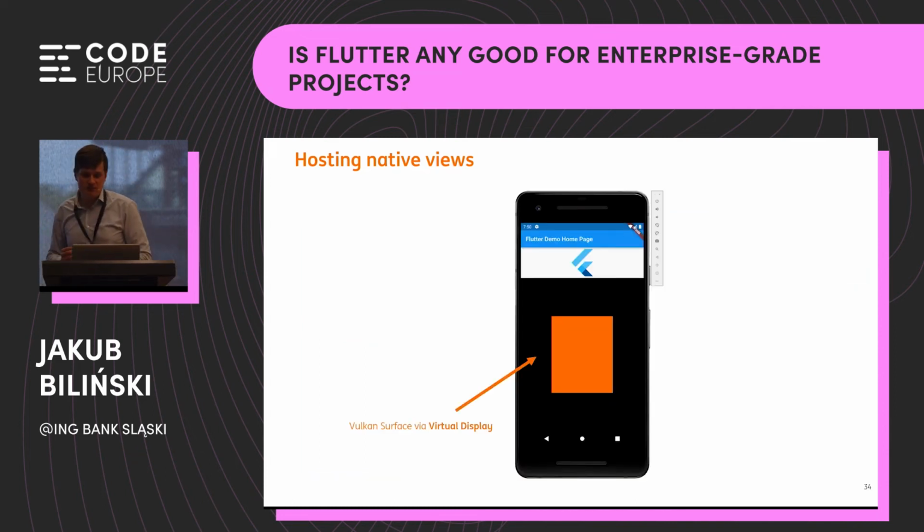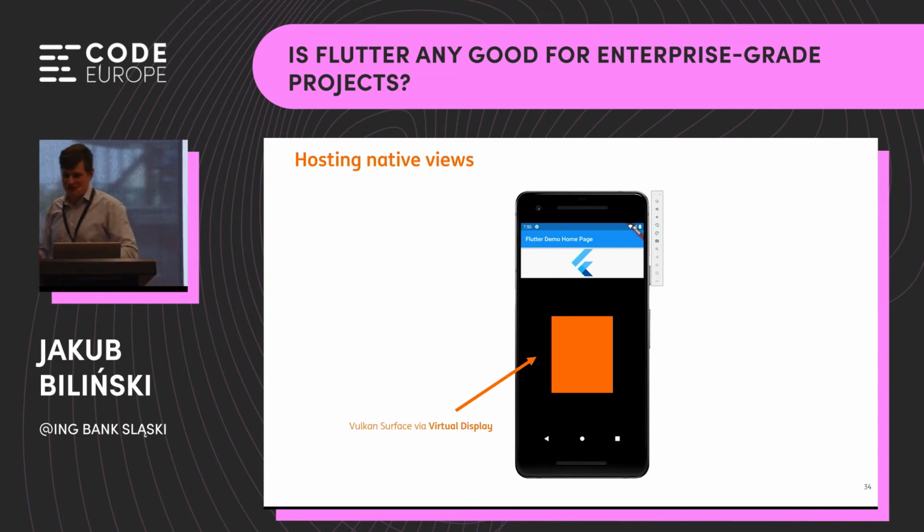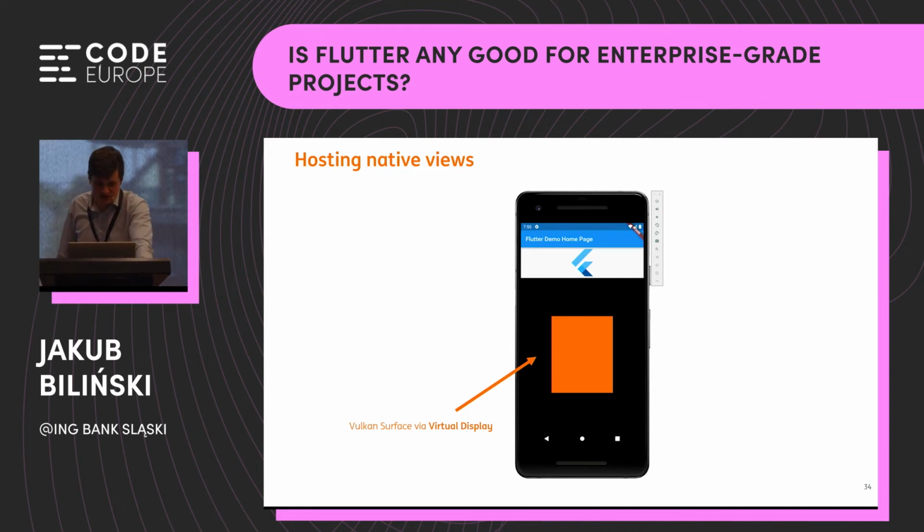Here's an example of displaying something really low level. It's written in Vulkan API, so it's getting to the GPU. And it is displaying the rectangle. I know it doesn't seem like much, but it does a lot of code in the C++, and it can be embedded into the Flutter in 10 minutes, 15 minutes.